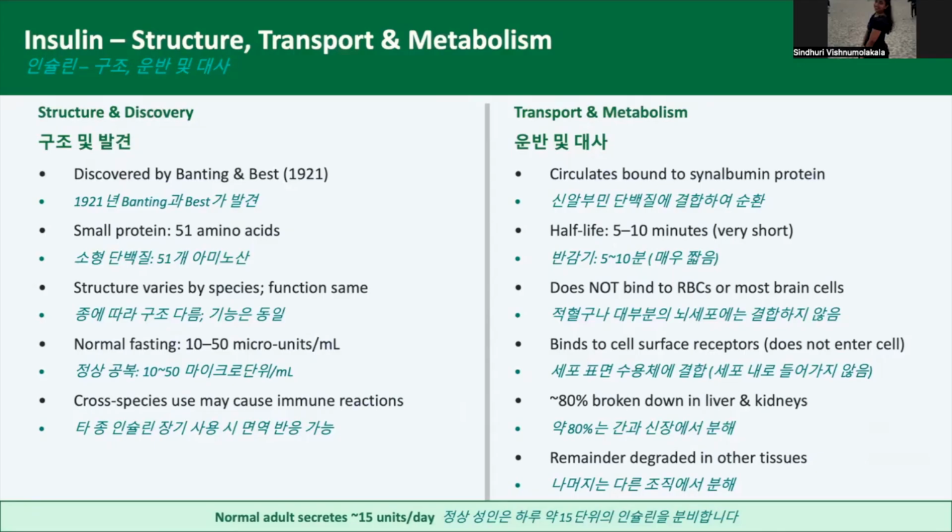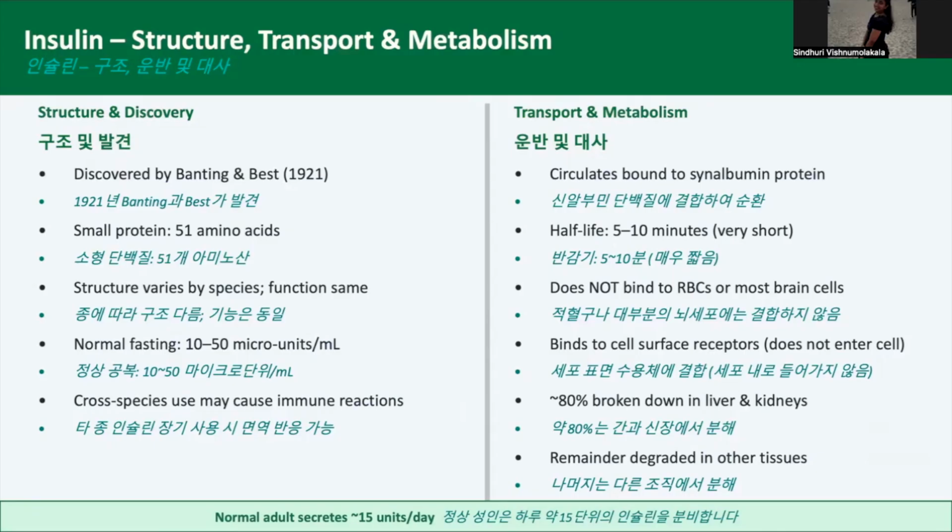This arrangement of the amino acids is varied in species, so if insulin of one animal is injected for a prolonged period into another animal, it may lead to antigenic properties by producing antibodies. Normal fasting levels of insulin are 10 to 50 microunits per ml.